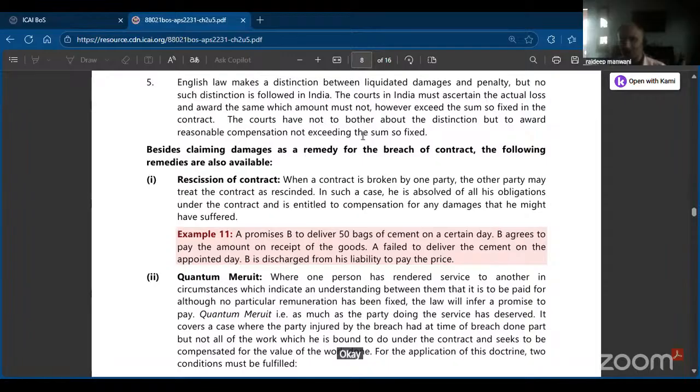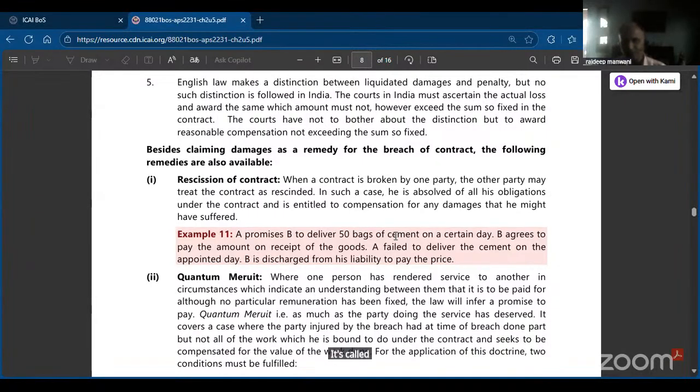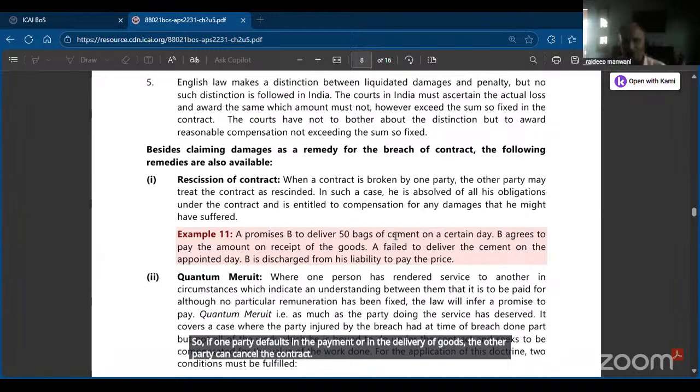Now listen here. The second one is called rescission. As you've already learned earlier, there are different names for rescission. It's called rescinding. It is called cancellation. It is called revocation. Correct or no? So if one party defaults in the payment or in the delivery of goods, the other party can cancel the contract.